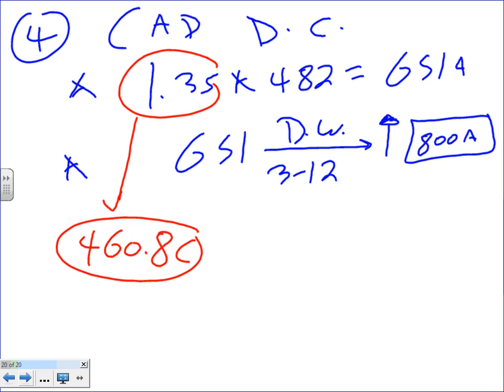The only thing I owe you guys in this chapter is one more calculation for motors. One more calculation for motors.